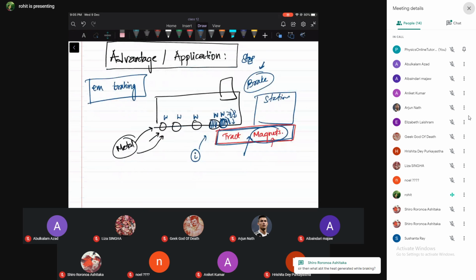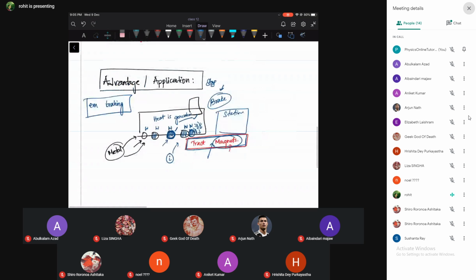Yeah, of course, heat is generated, no problem with that. Heat will be generated. Don't worry, it will not burn, because not that much heat will be generated that it will start burning the wheels and all. So that is not going to happen.